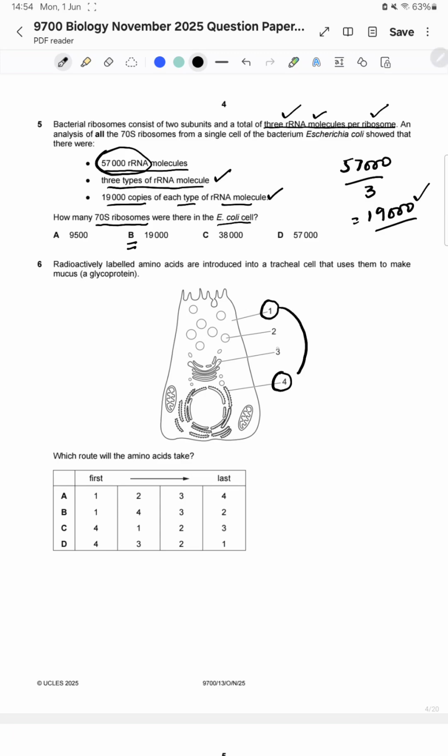After that it goes into the Golgi, which is 3, right? Why Golgi? To modify it. And finally it is packaged inside a vesicle, which is 2, right? So from 1 to 4, then 4 to 3, and then 3 to 2. So the relevant answer here is B.